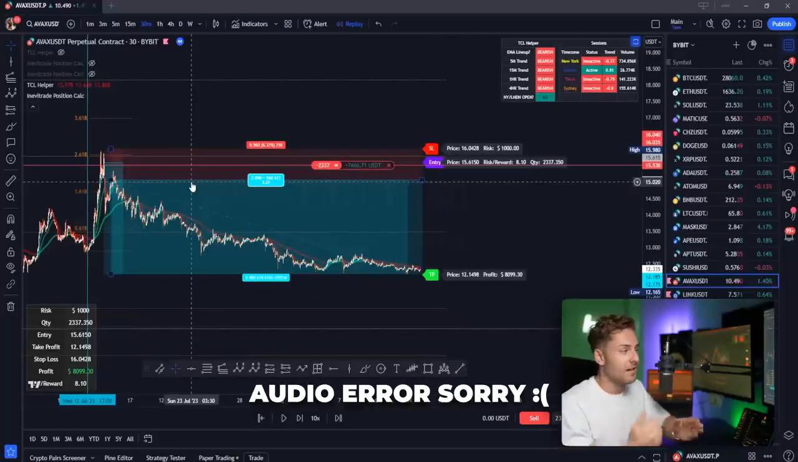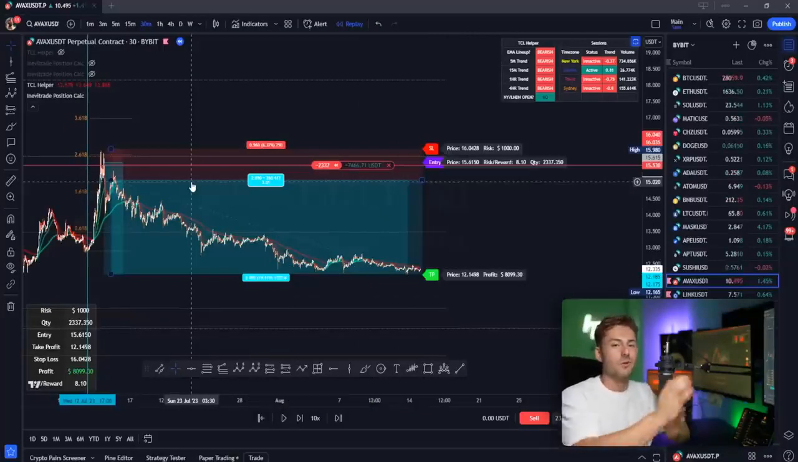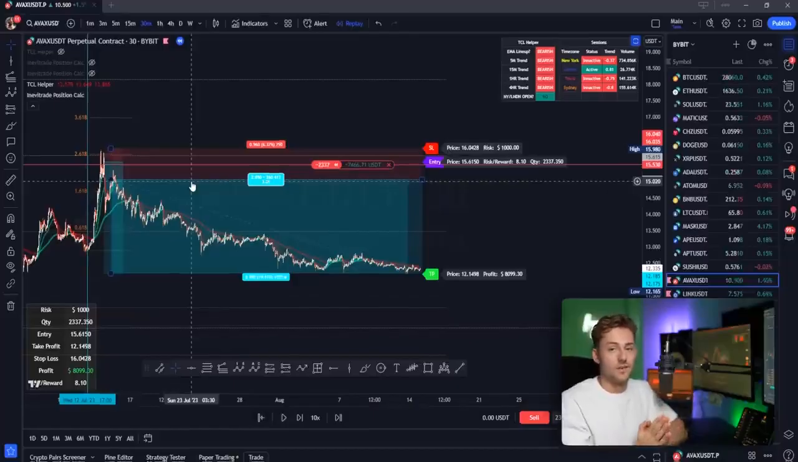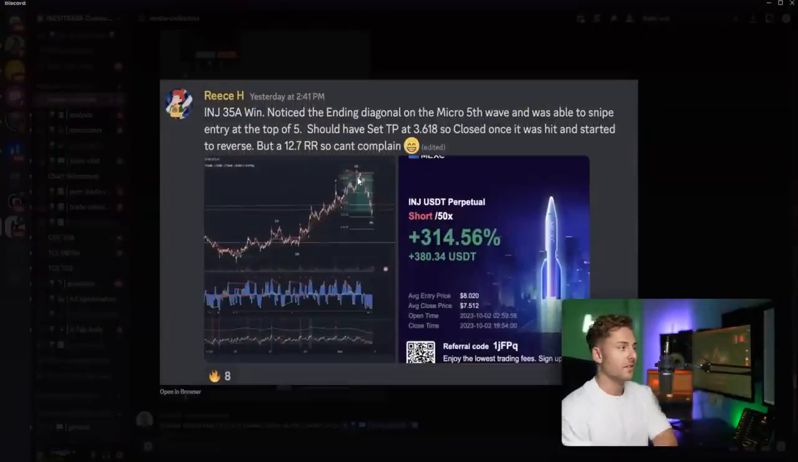These don't happen all the time, but when we do see these gems where we see both of those matching up, it's one heck of a trade. And you can see community members are deploying this exact strategy on a lot of these trades. INJ35A from Reese H, 12.7 risk factors. He made $380, which means that he was risking about $30 on the trade and was able to make $380. So that's absolutely incredible to see.